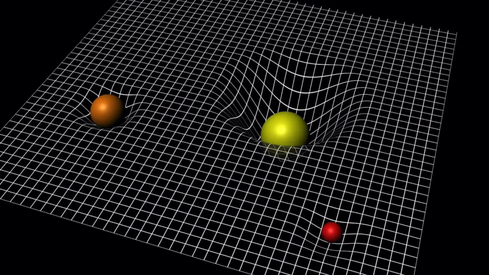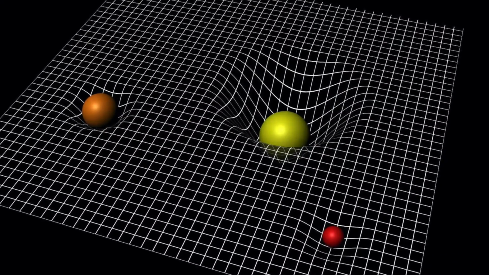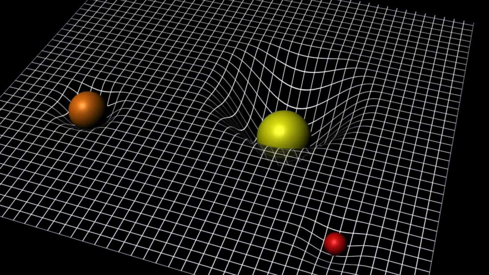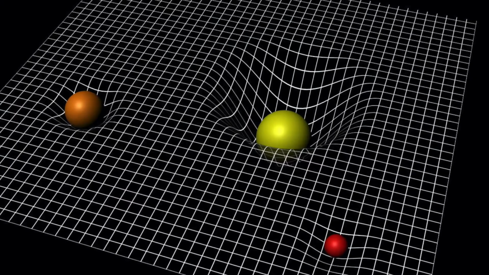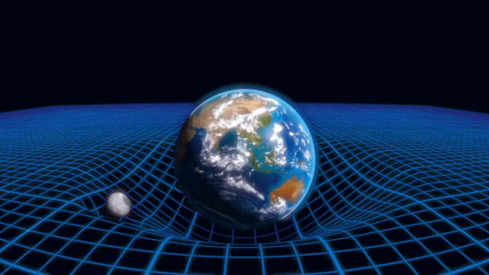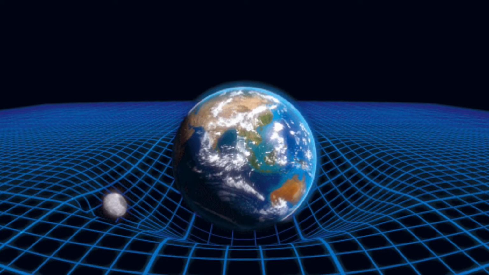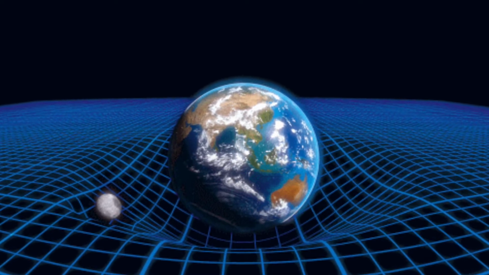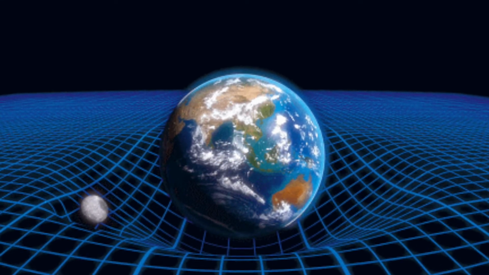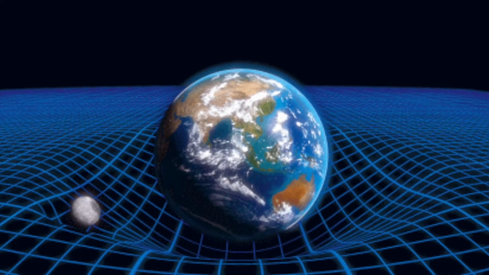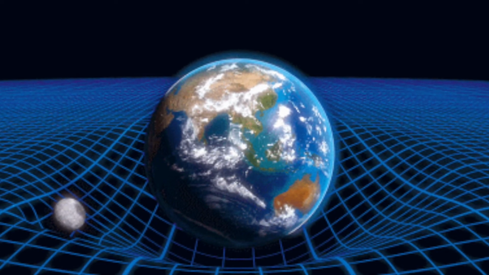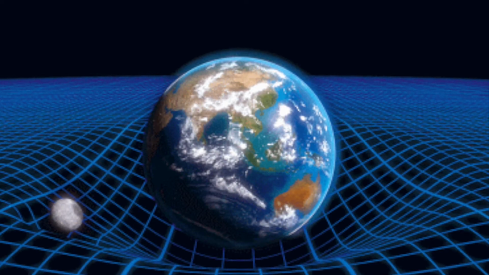As you can see, the ball with the most mass, the yellow ball, distorts that fabric more than the red or the orange balls because it has more mass. If we take a look at this picture, you can see how the smaller ball, which is the moon, is falling in closer to Earth because Earth distorts the fabric of space-time because it has lots of mass compared to the moon. This is the same reason why we can't fall off the Earth or float away. It's because the Earth's gravity pulls us back.